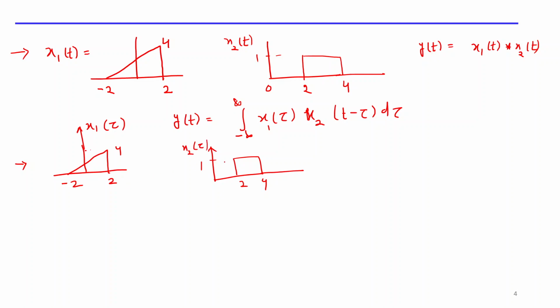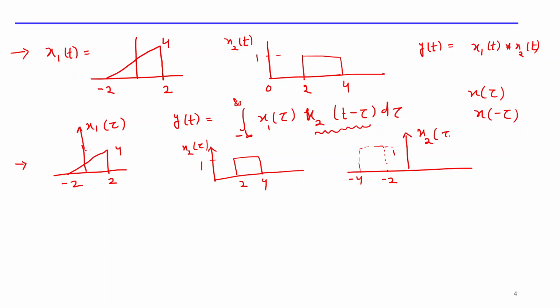Just change the variable. Then in the second signal, whatever is given, you first find x of minus tau, because inside I don't want x of tau, I want x of minus tau, meaning x2 of minus tau. So x of tau becomes x of minus tau when you mirror the signal with respect to the y-axis. The signal from 2 to 4, take the mirror image of it here. So it will be from -4 to -2, and the height is 1. This is now your x2 of minus tau.